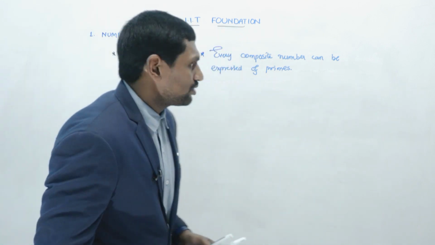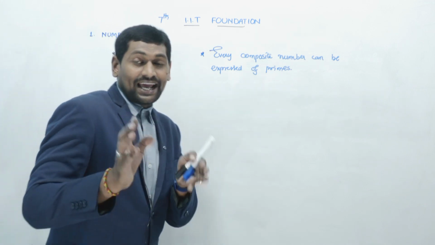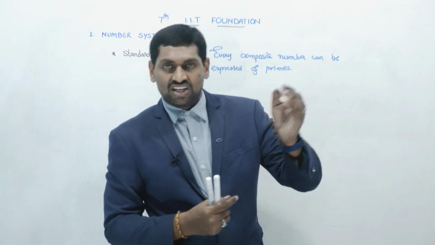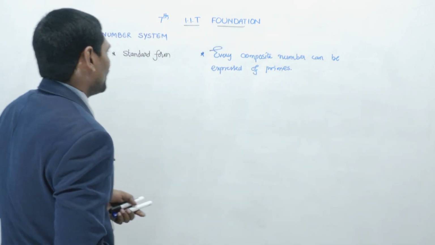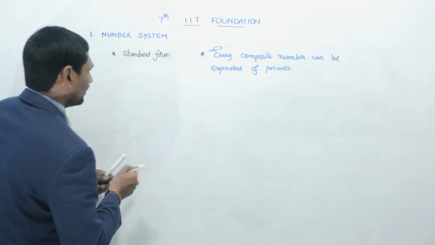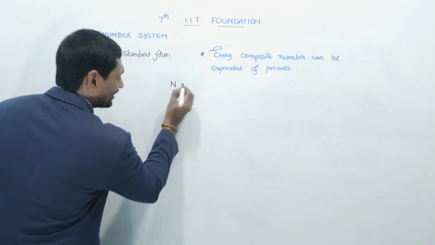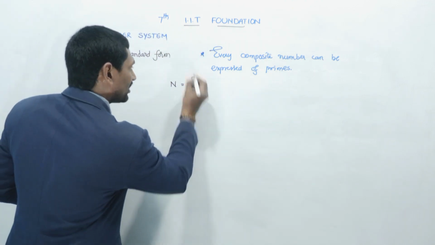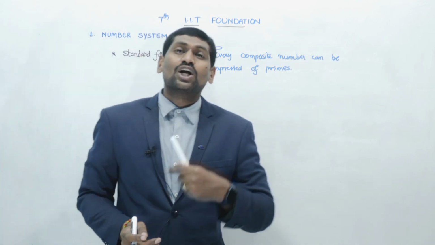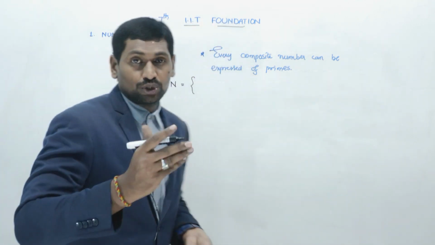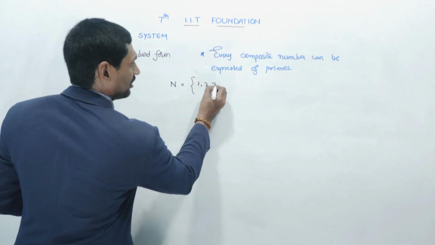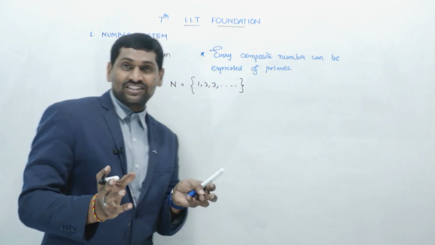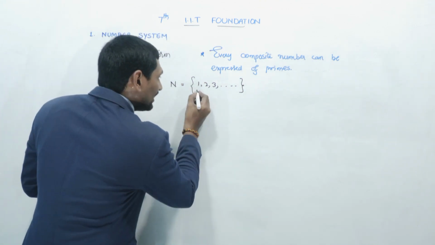According to your standards, you must have an idea of natural numbers and whole numbers. Let us discuss natural numbers. Natural numbers are represented with the capital letter N. Simply, natural numbers are nothing but counting numbers. We usually count 1, 2, 3 and so on, and these are called natural numbers. So natural numbers start from the number 1.